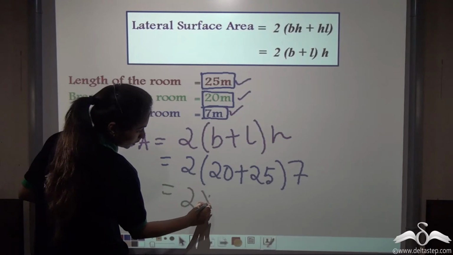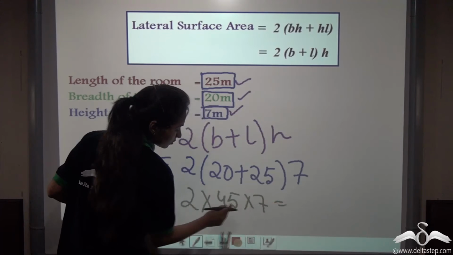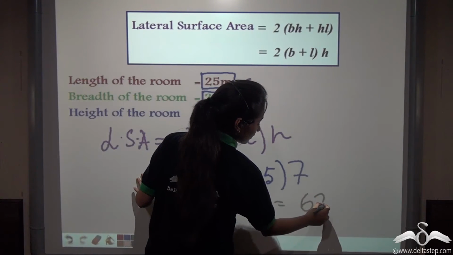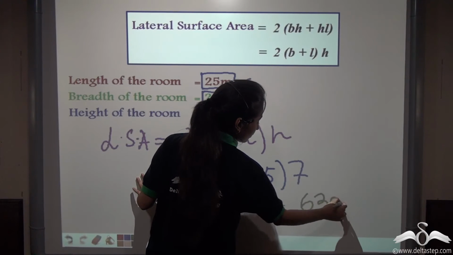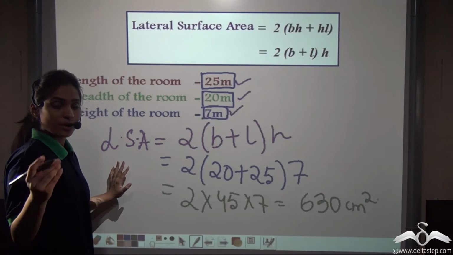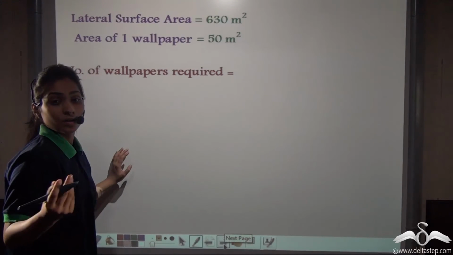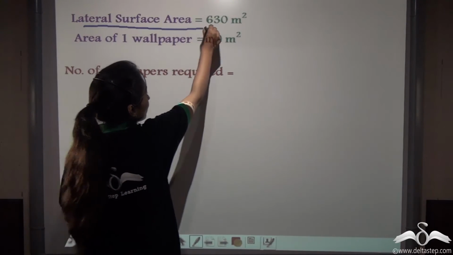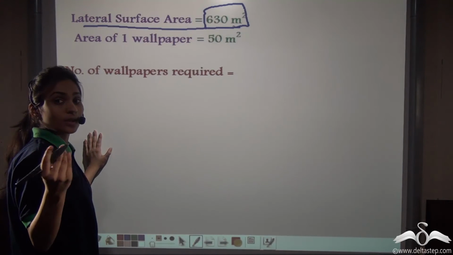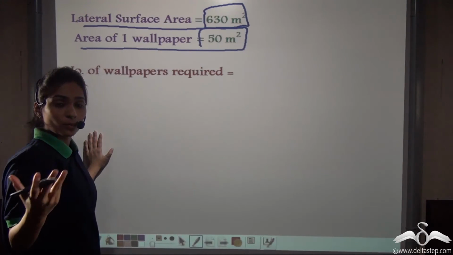Or we can write it as 2 into 45 into 7. This gives us 2 into 45 as 90 and 90 into 7 as 630 meter square. Now why meter square? Because area is always calculated in square units. Now we know that the lateral surface area of the room was 630 meters square. Now area of one wallpaper that person found out was 50 meters square. So how many wallpapers do we require?